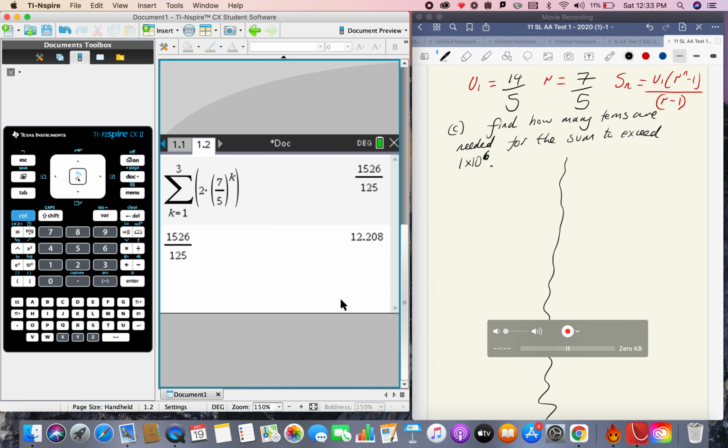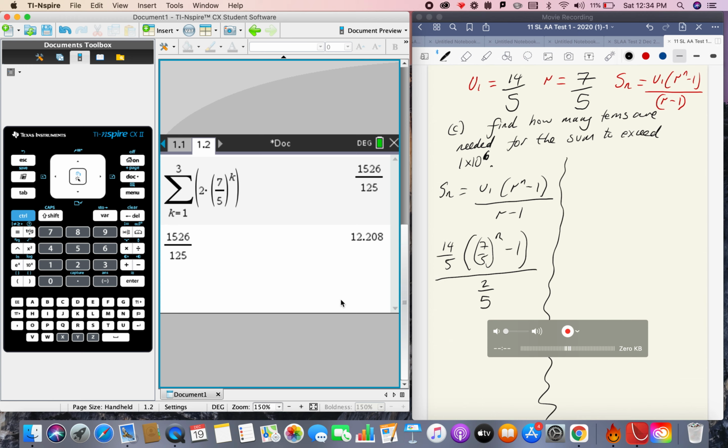But the first option is using the summation formula. Okay, and this is over r minus 1. So let's substitute everything in. U of 1 is 14/5 times r, 7/5, to the power of n, and then subtract 1. And on the bottom, I'm going to do r minus 1 altogether. So 7/5 minus 1 is 2/5. Okay, so there's the summation.